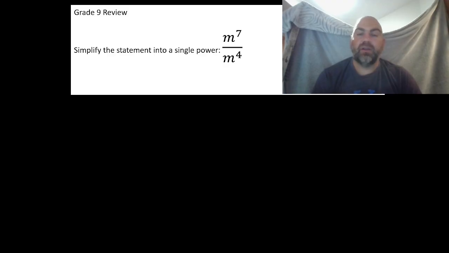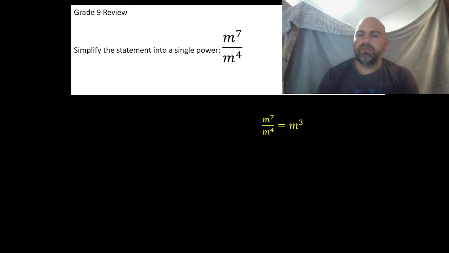Let's try with variables. In this case here we have m. When we divide these two, what do we do to the exponents? Yeah, subtract them. Give it a shot. Try it. What's 7 minus 4? Yeah, it's 3. You got it. Okay, it's m to the power of 3.